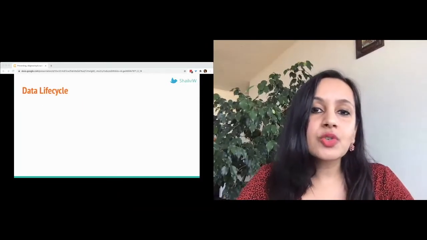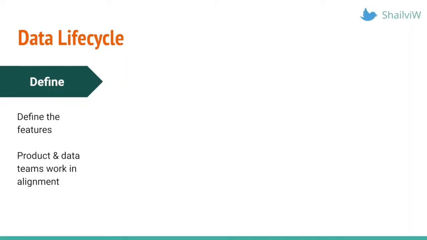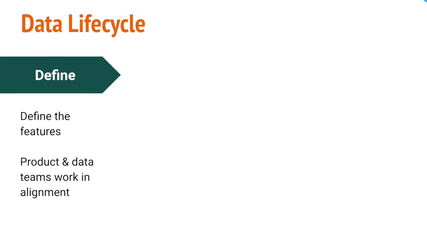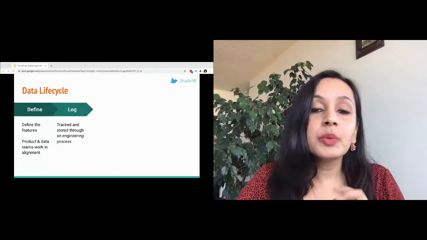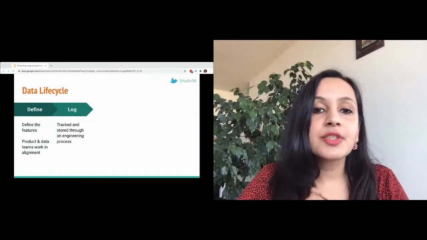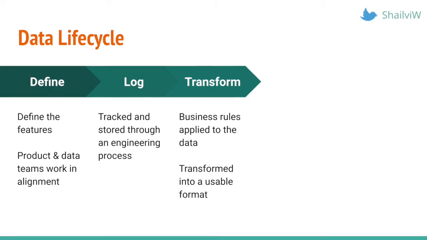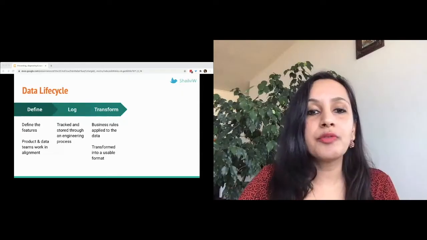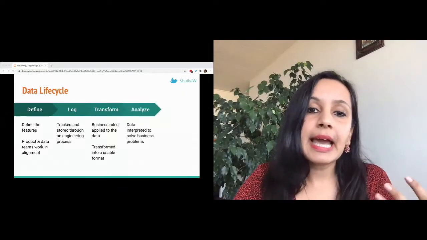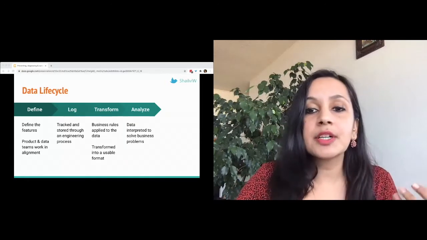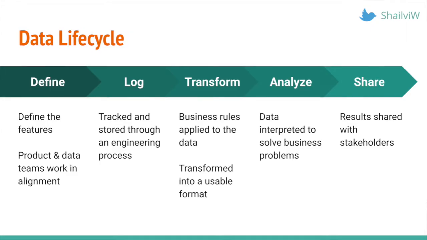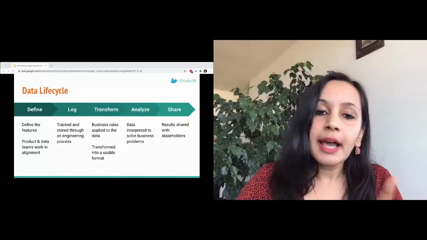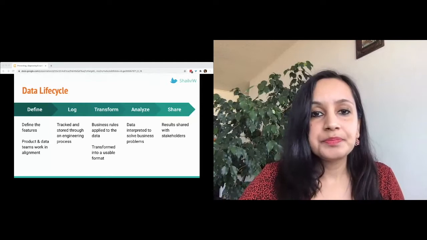All data goes through a similar life cycle. First, we define the features and align the different teams on those definitions. Next, we work on logging the data to track and store it. After that, we use some business rules to transform that data into a usable format. Then an analyst is able to interpret the data to solve some business problems. And finally, the data results are shared with the stakeholders. And that wraps up the data lifecycle.